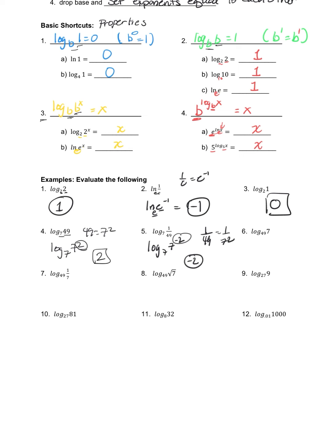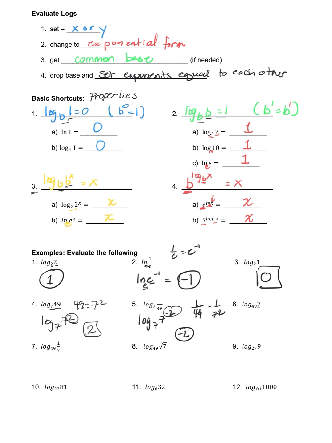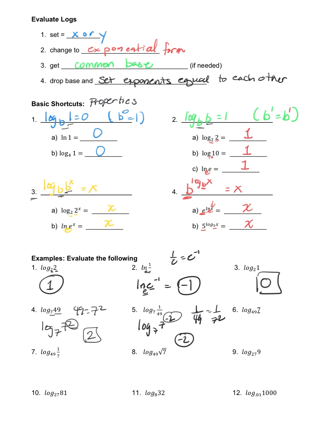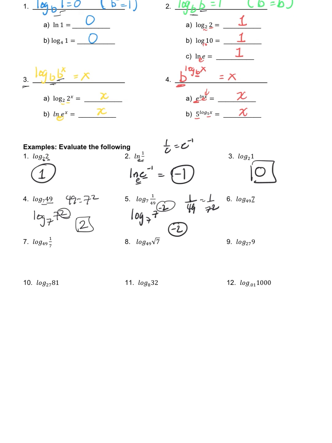Now the next one's a little different. You cannot change 7 to a base of 49. So what we're going to have to do is change this to exponential form, like it says up in our notes. We set it equal to x, change to exponential form, find a common base, and then set the exponents equal to each other. So let's do that.